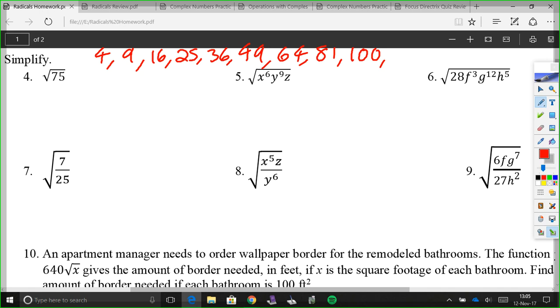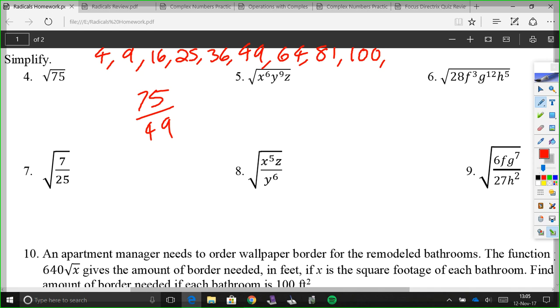That helps because, since 75 is clearly not a perfect square, I want to know which of those perfect squares, 4, 9, 16, 25, etc., can divide into 75. If I wasn't sure about this, I'd take my calculator and go 75 divided by, and start plugging in some number, like 64, and see if I get something that's not a decimal. And if that didn't work, then maybe you could try the next one, like 49.